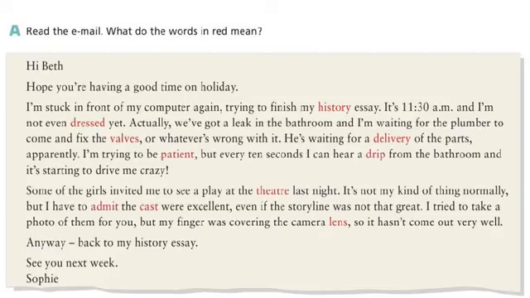Look at this extract from your book. It's actually an email. Look at the words in red. We have history, dressed, valves, delivery, patient, drip, theater, admit, cast, and lens. Actually, all these words are in general English meaning here.